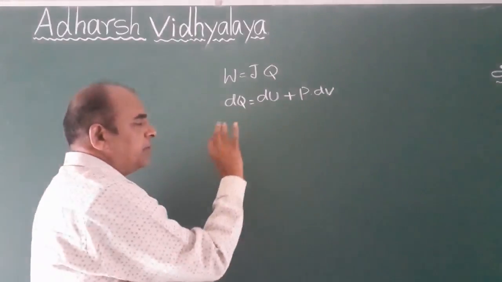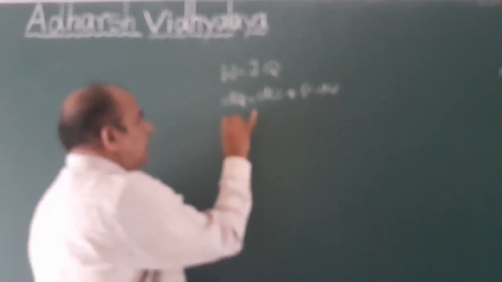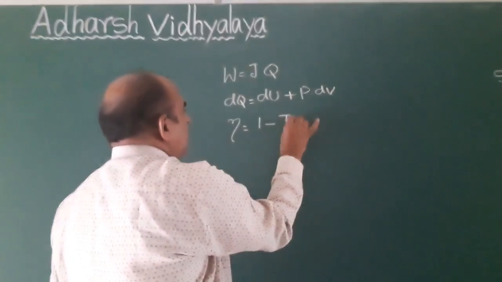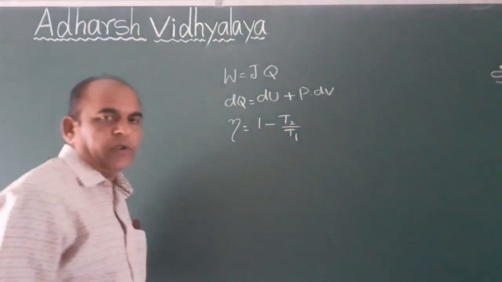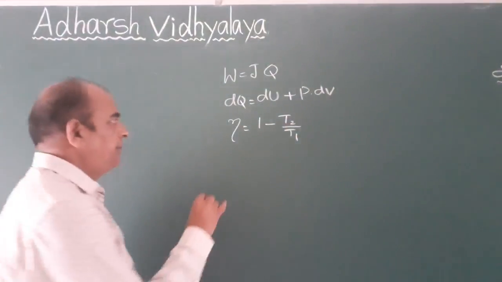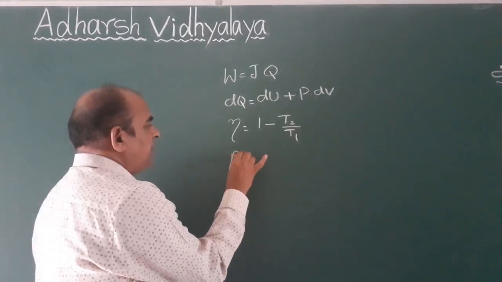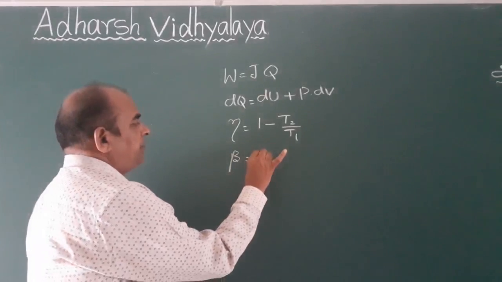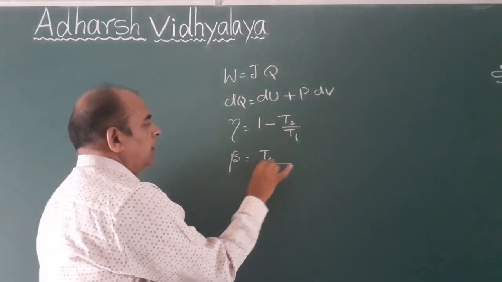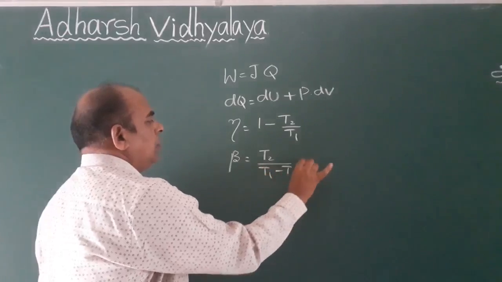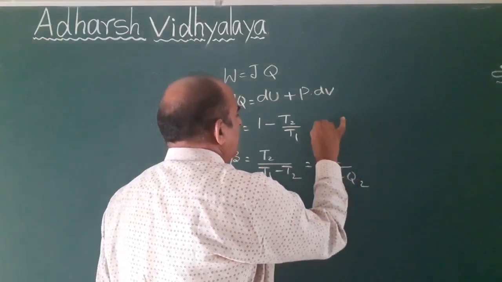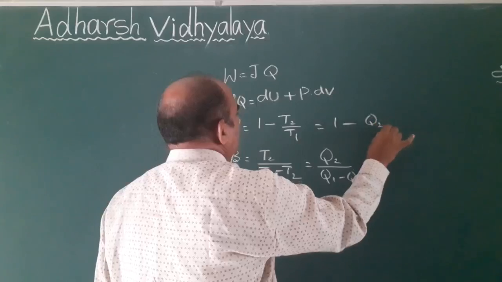Third one, second law of thermodynamics, no formula, and heat engine efficiency is 1 minus T2 by T1. Fourth one, coefficient of performance of refrigerator, that is T2 by T1 minus T2, or Q2 by Q1 minus Q2. Here, 1 minus Q2 by Q1.